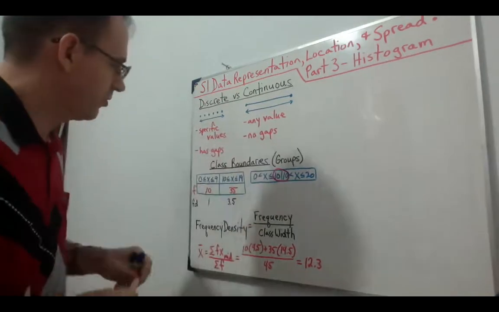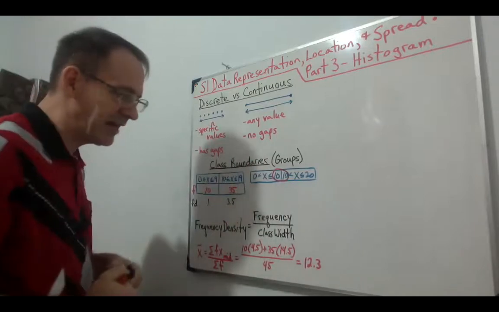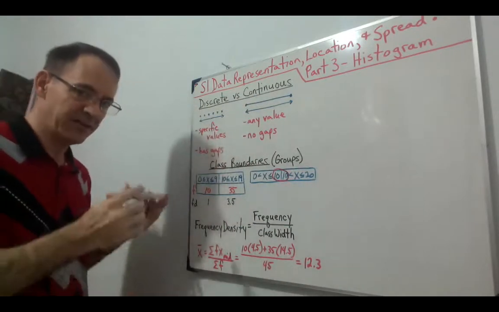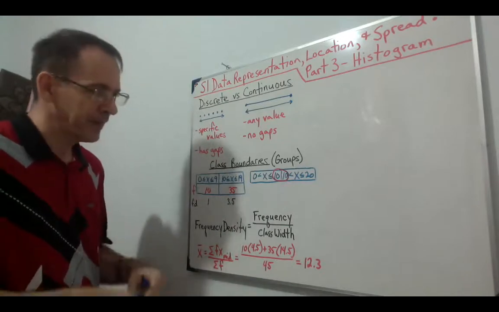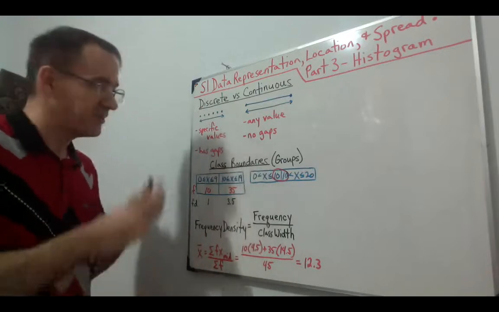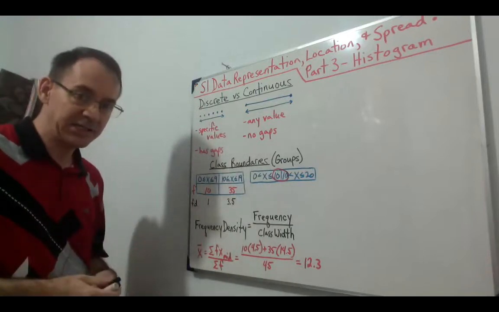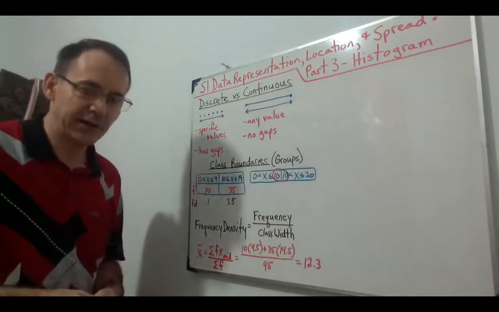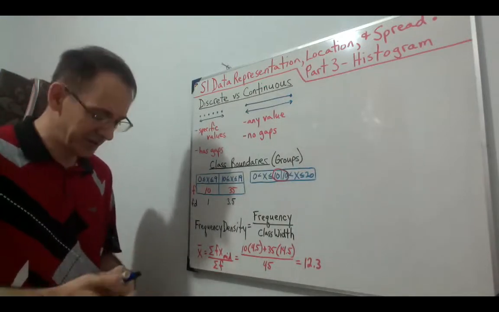So again, when you look at these class boundaries, the first thing you need to ask yourself is: is it discrete or continuous? If it's continuous, you're okay, you can proceed. If it's discrete, you need to make a change because histograms and cumulative frequency graphs require continuous data.